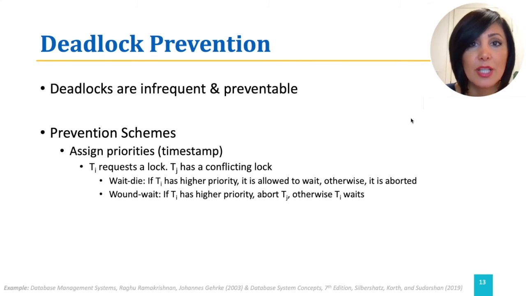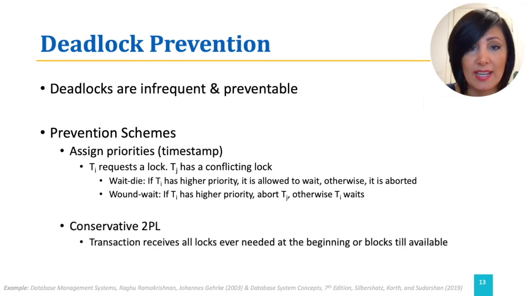Another possible solution for the deadlock prevention is conservative two-phase locking. In conservative two-phase locking, which is a variant of two-phase locking, transactions acquire all locks that they will ever need from the beginning till completion. This removes the possibility of deadlocks and reduces the average time of wait. However, since locks are set at the beginning, it might end up setting more locks than actually necessary.